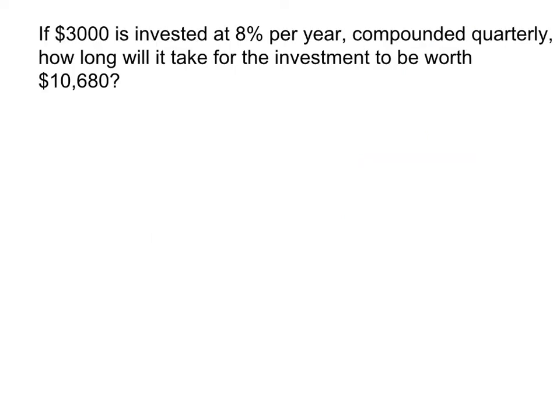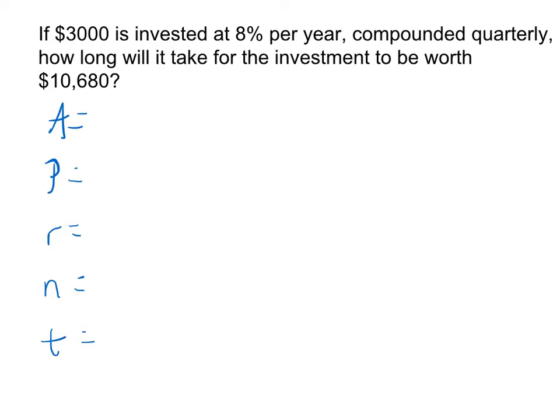So we say if $3,000 is invested at 8% per year compounded quarterly, how long will it take for the investment to be worth $10,680? So again, just like we've been doing for the past couple lessons, we're going to list out what we know. So we're going to see, do we know our A, do we know our P, do we know our r, do we know our n, and do we know our t?